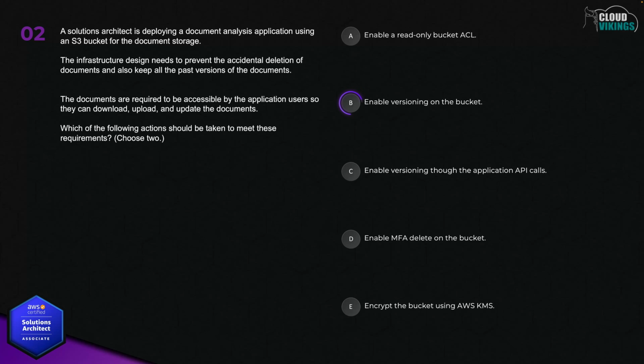And the correct answers here would be B, to enable versioning on the bucket, and D, enable MFA delete on the bucket.